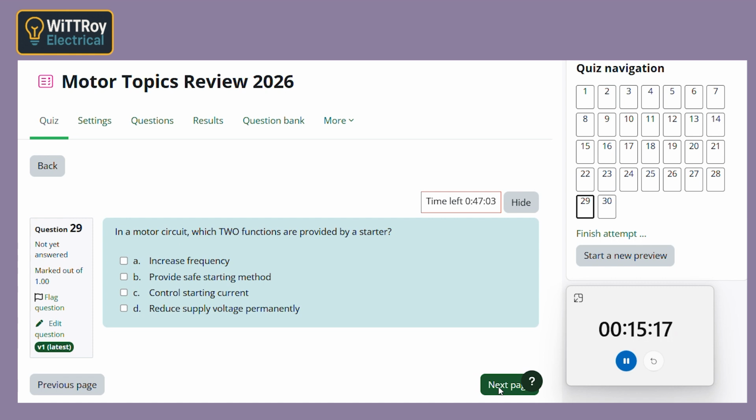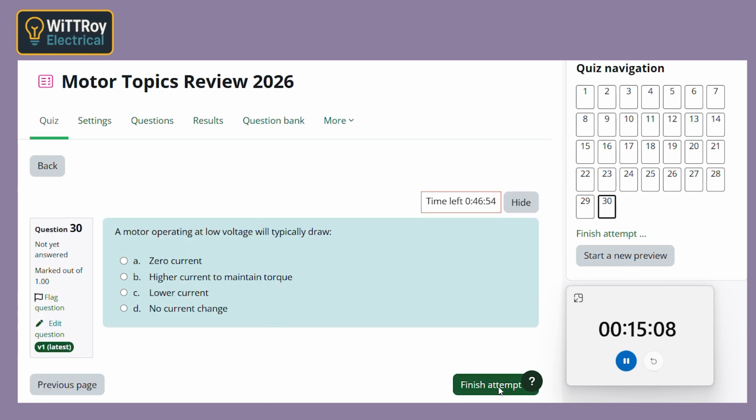Question 29. In a motor circuit, which two functions are provided by a starter? Control starting current and provide safe starting method. Correct. A starter is there to help the motor start in a controlled way and often to include useful control and protective functions depending on the design. So not increasing frequency. Correct. And not permanently reducing supply voltage. Some starters reduce voltage during starting only, but that is not the same as permanently lowering it.